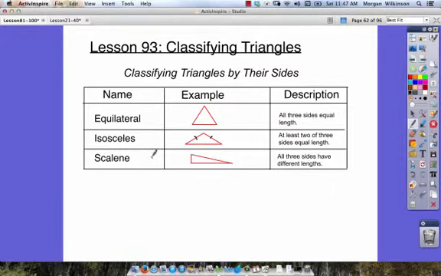A scalene triangle? Well, here's a picture of a potential scalene triangle. The definition is all three sides have different lengths. Please pause the video now so you can get this table copied into your notes. Let's look at our next table.